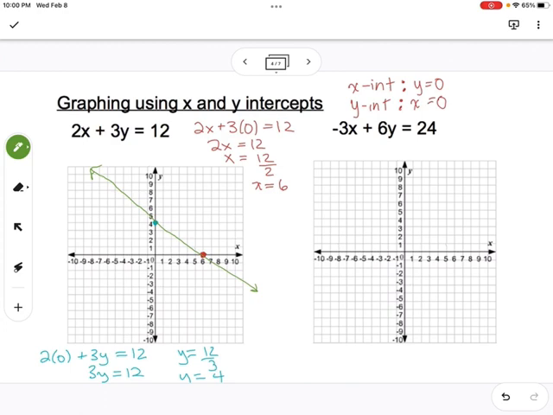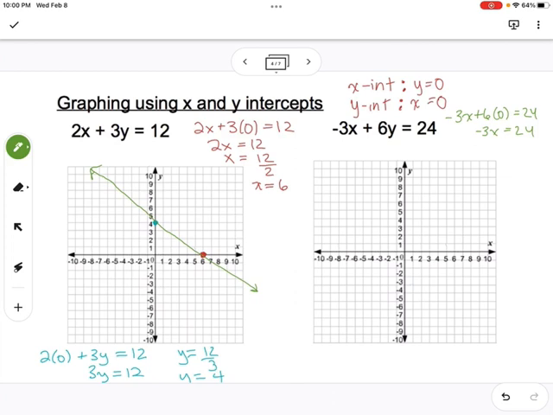Okay, and next example, we have negative 3x plus 6y equals 24. Again, graphing using the x and y intercepts. So first, let's figure out our x-intercept, and that means we want to replace y with 0 in our equation. So negative 3x plus 6 times 0 equals 24. 6 times 0 is 0, so we're just left with negative 3x equals 24.